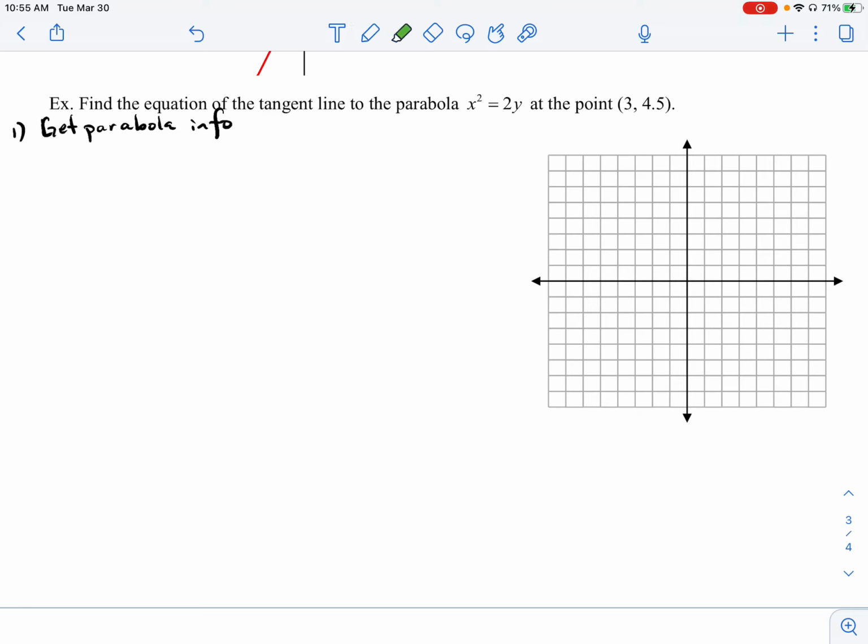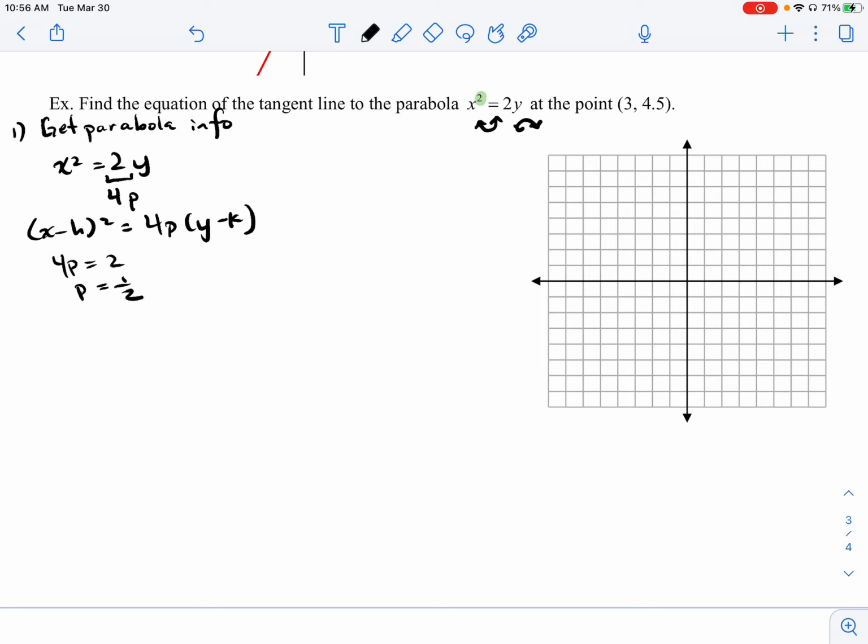So first off, I notice that my x term is squared. That means my parabola is going to be opening vertically, either opens up or opens down. And let me actually just rewrite this here so it's a little bit larger. We know that this coefficient of 2 represents our 4p, because again, it's (x minus h) squared is equal to 4p times (y minus k). This is the standard form equation of a parabola. And so since that 2 represents 4p, I can say 4p is equal to 2. That means p is equal to 1/2.